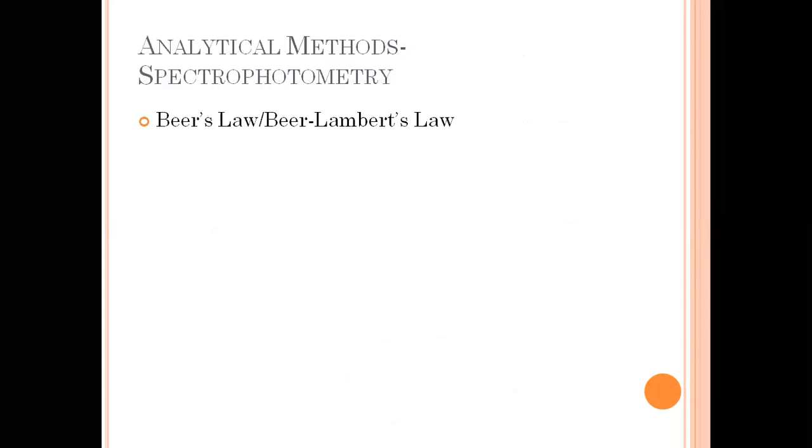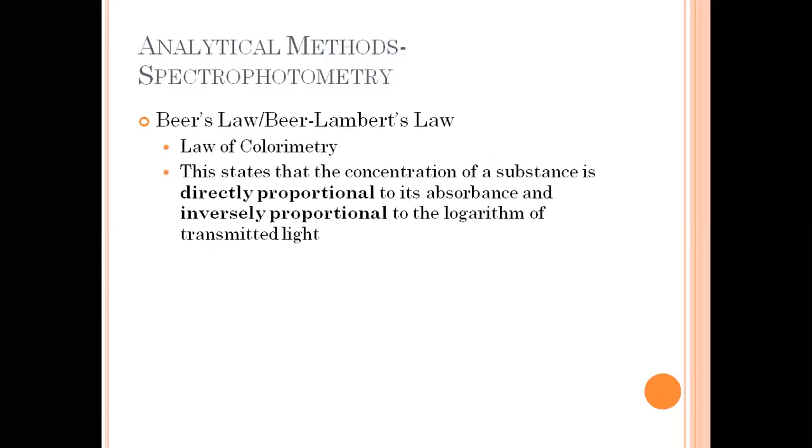So another important thing when it comes to your spectrophotometer is not only the Planck's formula, but also the so-called Beer's law or the Beer-Lambert's law. So this Beer-Lambert's law is also known as the law of colorimetry. Okay, and this law states that the concentration of a substance is directly proportional to its absorbance and inversely proportional to the logarithm of transmitted light.